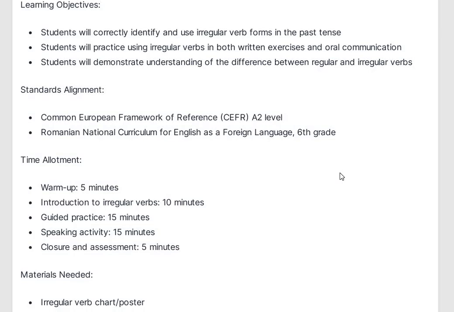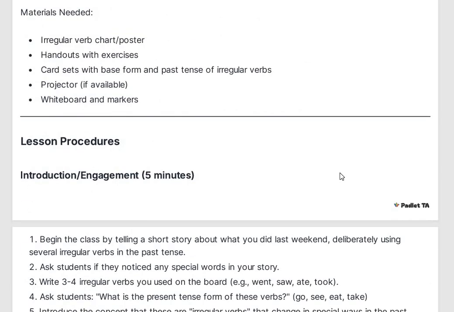Materials needed. Irregular verb chart, poster, handouts with exercises, card sets with base form and past tense of irregular verbs. Projector if available, whiteboard and markers.